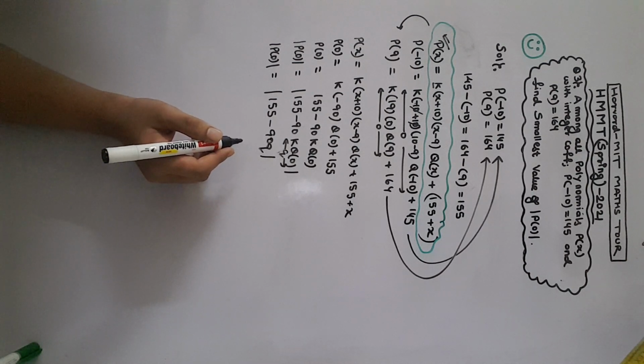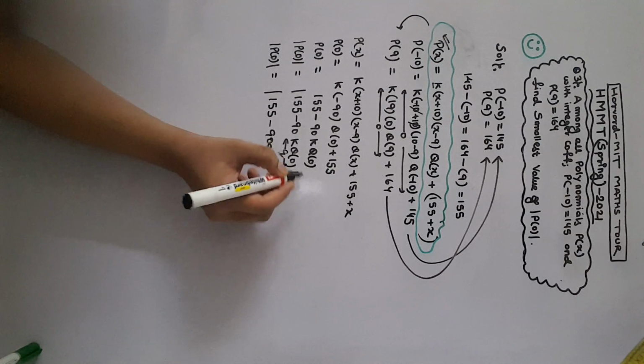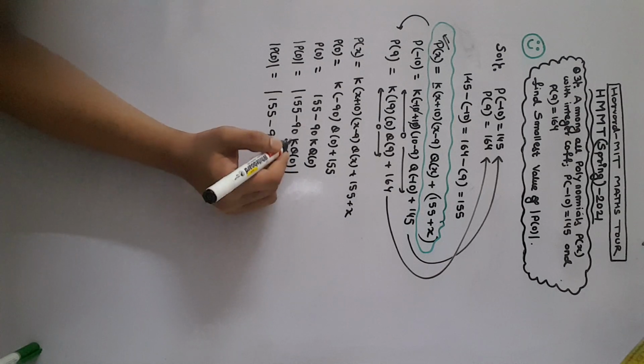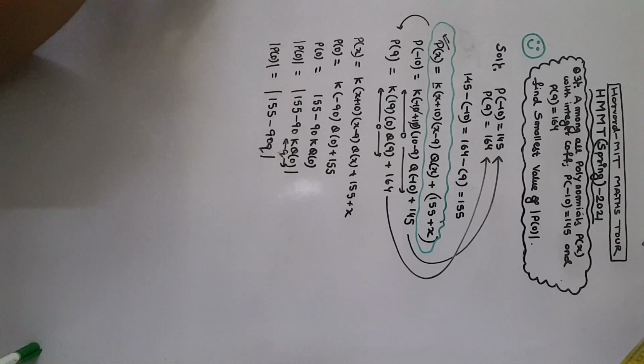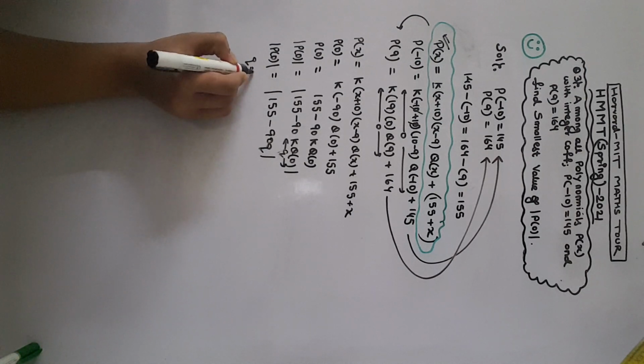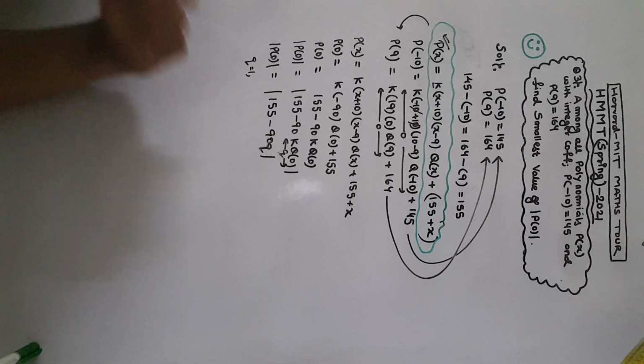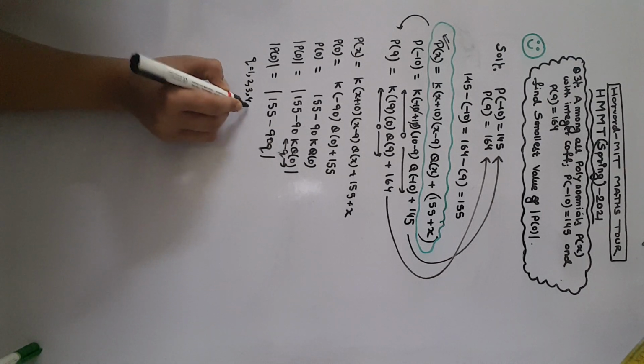Can Q be 0? No, Q cannot be 0, because Q0 cannot be 0 first of all. Secondly, yeah, it can be 1. So the smallest value will be obtained at 1. It can be at 2 and 3 and 4.